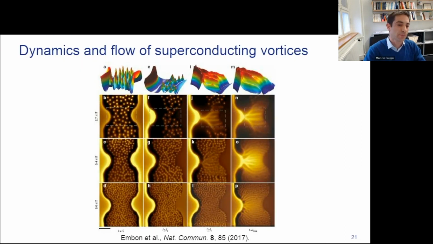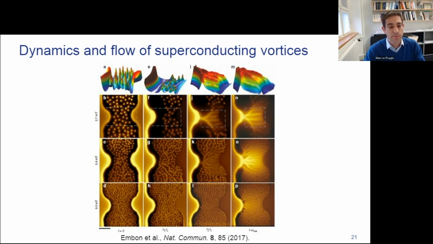This is another example from a different group, not my own group, from the group of Eli Zeldov at the Weizmann Institute, where you can see superconducting vortices in a thin lead film, a superconducting film. As you go from left to right in these images, the current is being increased along the vertical direction. As you increase the current, you can see that by Lorentz force, the vortices are pushed towards the right side of the slide.